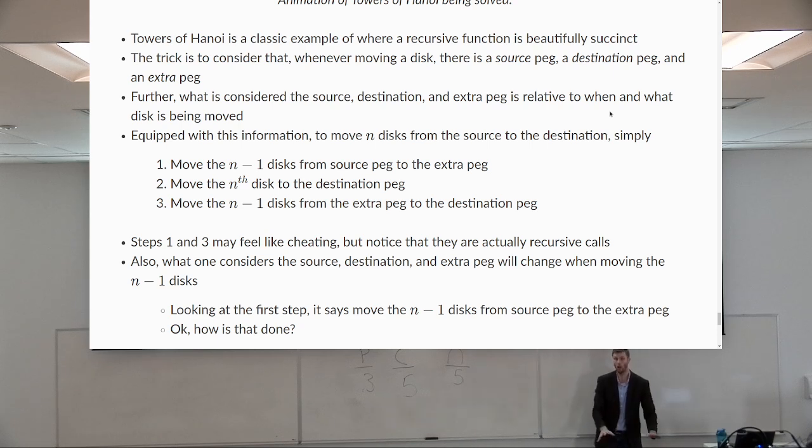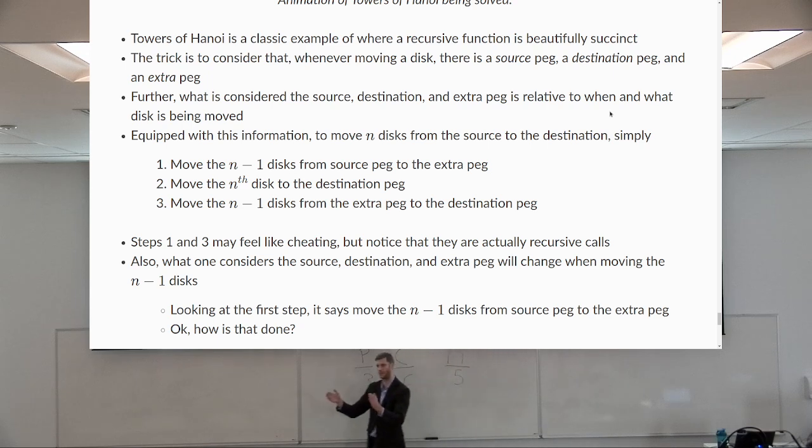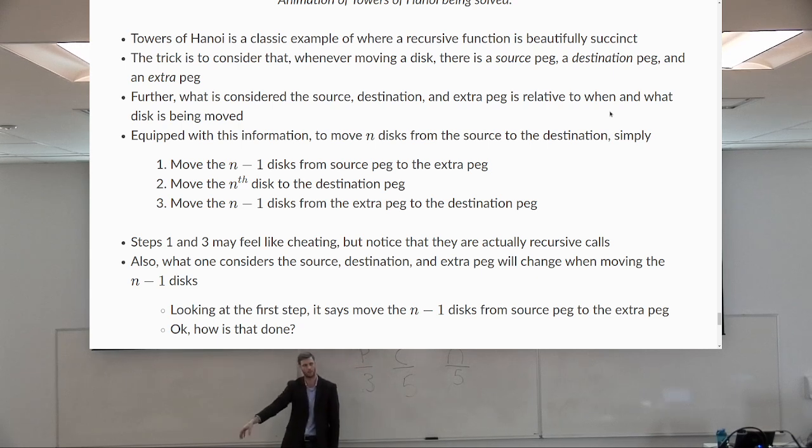Move all disks above the last one to the middle peg. Move the last disk. And then move all the disks from the middle peg to the destination, the final peg. And then we're done, right? That's all we got to do. Now again, you're thinking, well, hold on, you skipped a step. But this is where the recursion comes in.